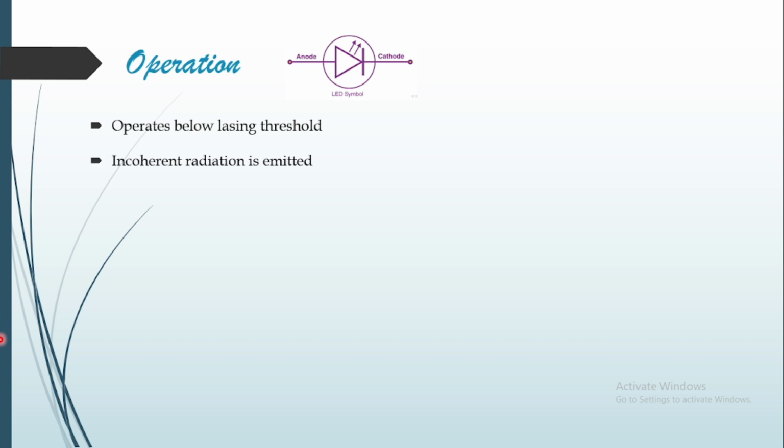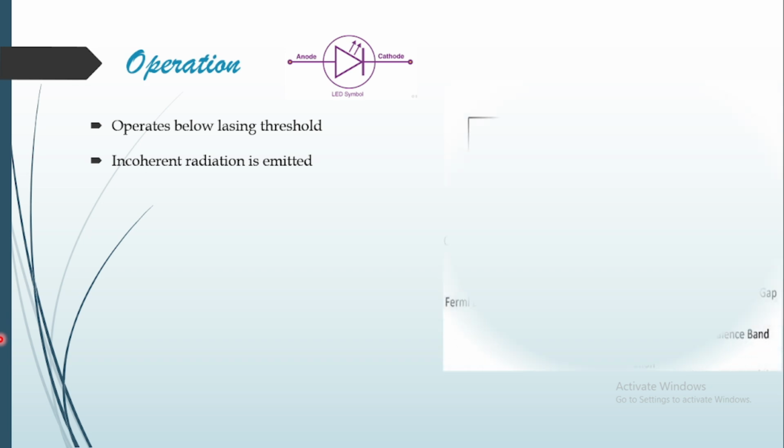Its circuit symbol is shown here, where this triangle with a line is the symbol of a diode, where this is the P side and this side is the N side of the junction. This is the symbol of an LED, and here we can observe that there is emission of light mainly from the junction region. So let's understand the operation of the semiconductor lamp. Here the LEDs operate below the lasing threshold and light is emitted as incoherent radiation.